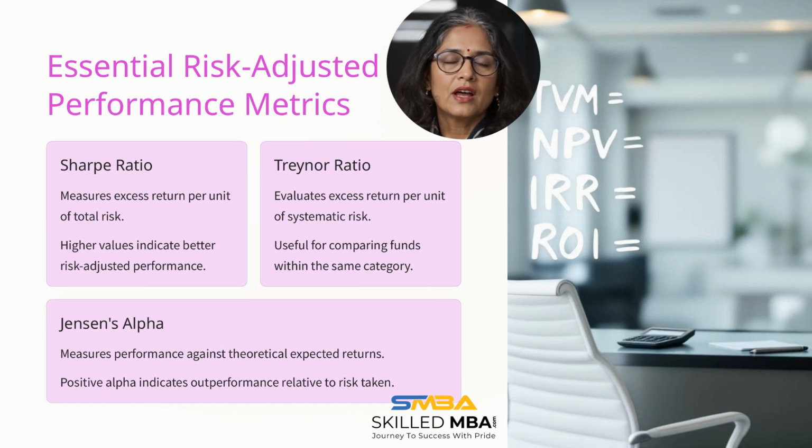The Sharpe Ratio assesses excess return per unit of total risk, with higher values indicating superior risk-adjusted performance. The Treynor Ratio focuses on excess return per unit of systematic risk, ideal for comparing similar funds. Jensen's alpha evaluates performance against expected returns, where a positive alpha signifies outperformance relative to risk.